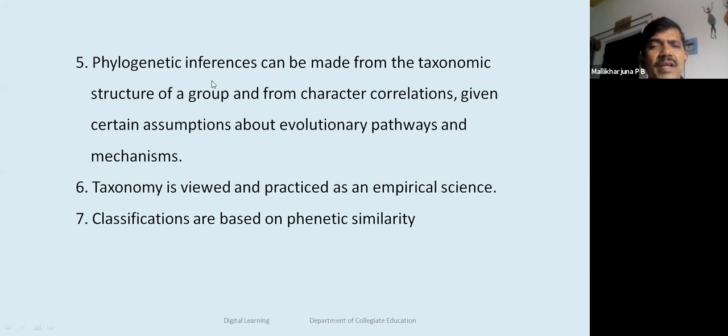Phylogenetic inferences can be made from the taxonomic structure of a group and from character correlations, which give certain assumptions about evolutionary pathways and mechanisms. Taxonomy is viewed and practiced as an empirical science. Classifications are based on phenetic similarity.